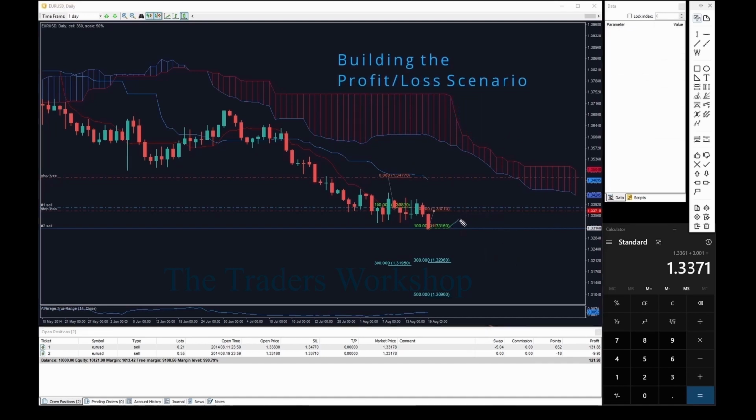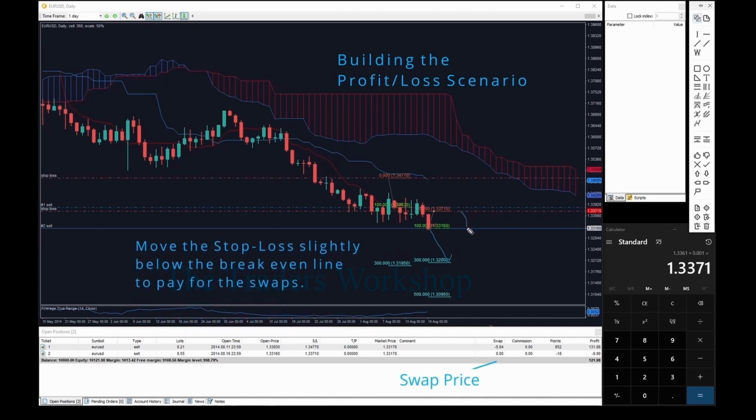Now, let's build the initial profit and loss scenario for this trade. If the market price level goes up and hits the stop loss for this trade, we will be defensive in our mindset, and we let it cut automatically. We will not move the stops or hold on to it. And if the market proceeds in our direction and hits the 300 level, we will move our stops slightly below the break-even line, keeping in mind the swaps at that moment.